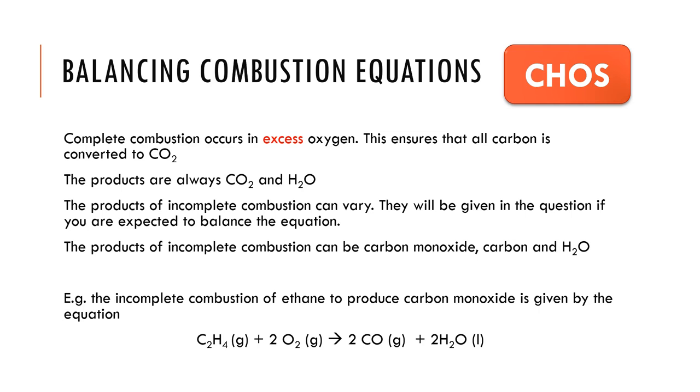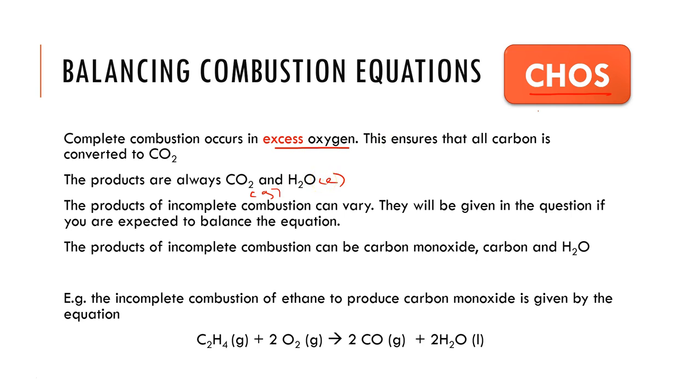So just a bit of review on balancing combustion equations. This mnemonic here, CHOS, chose, is how we always go about it. We balance carbon, then hydrogen, oxygen, and then we put in our states. Combustion is complete when it occurs in excess oxygen. This means that all carbon will be converted to CO2, so the products will only ever be CO2 gas, and as before, H2O liquid when it's thermochemical.